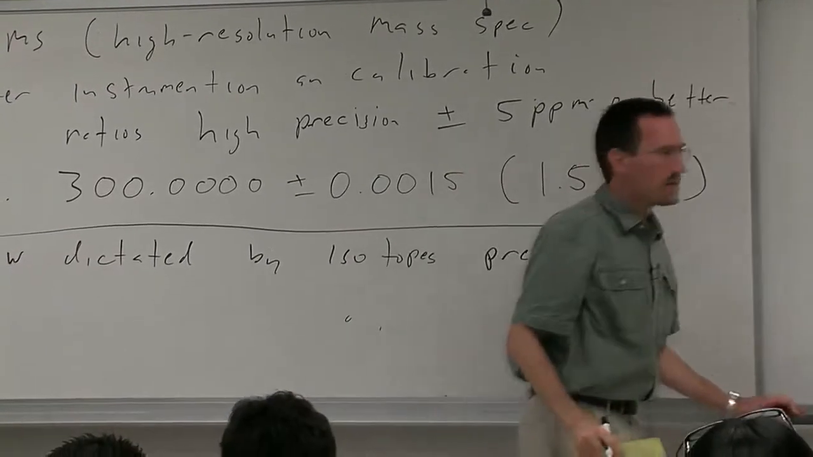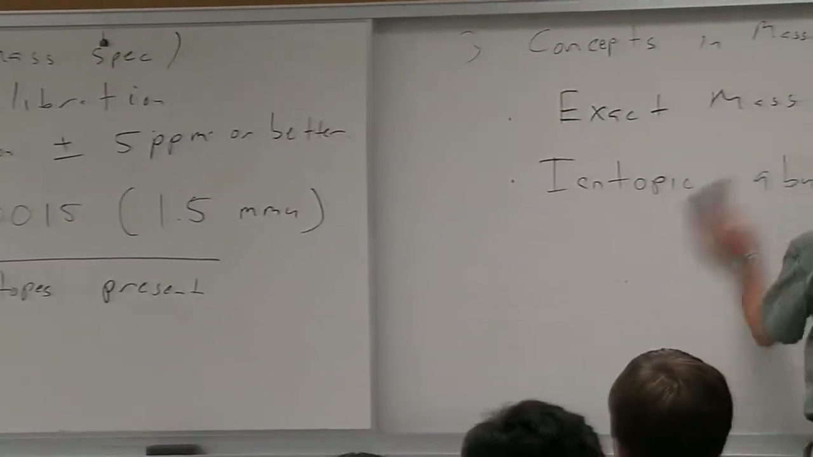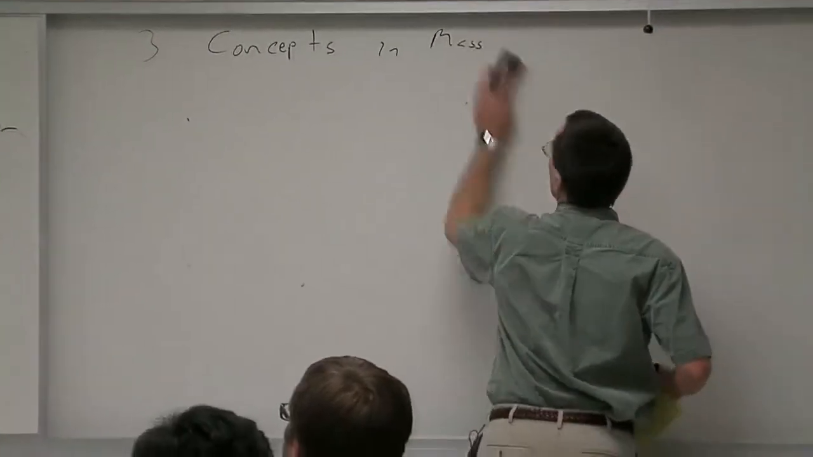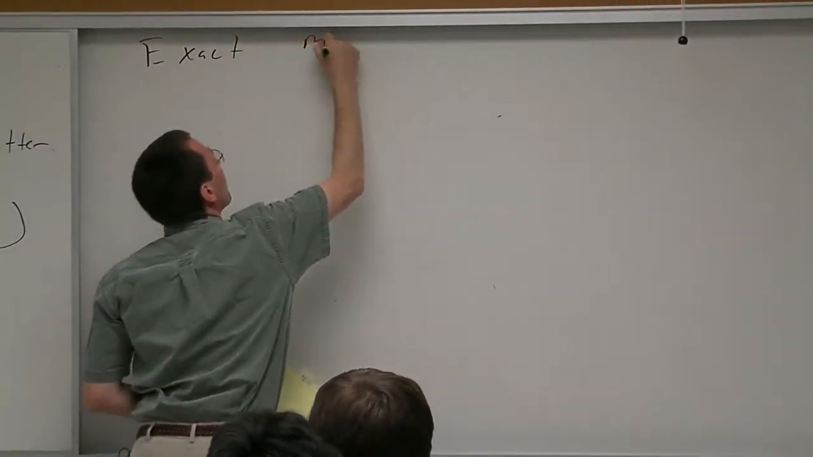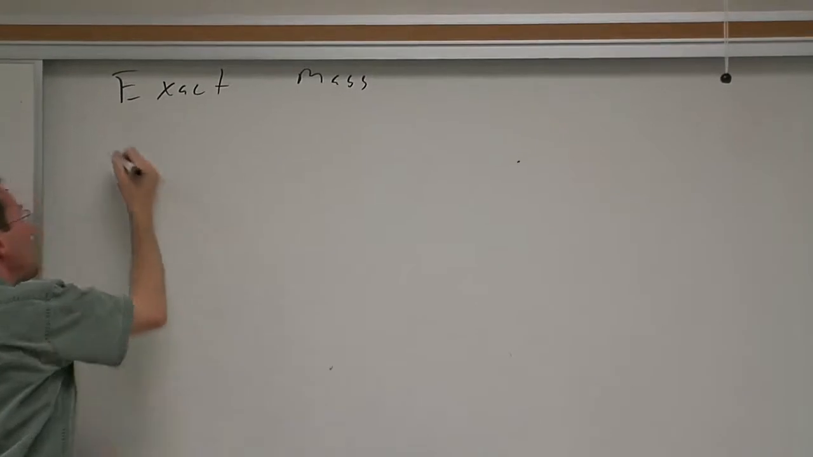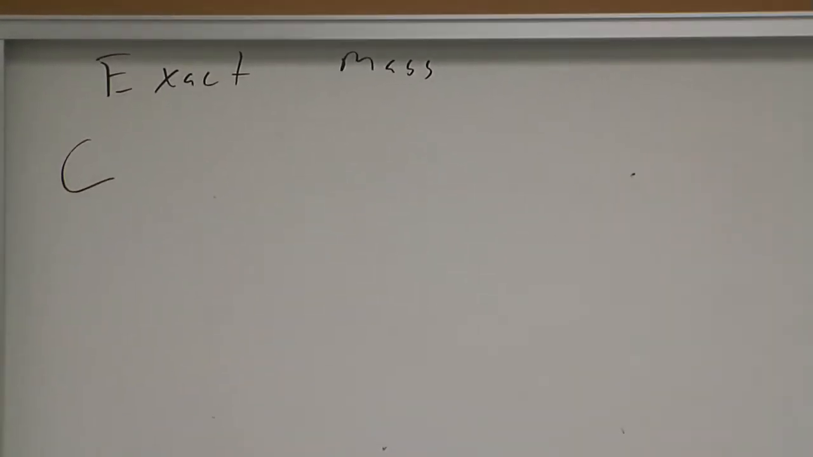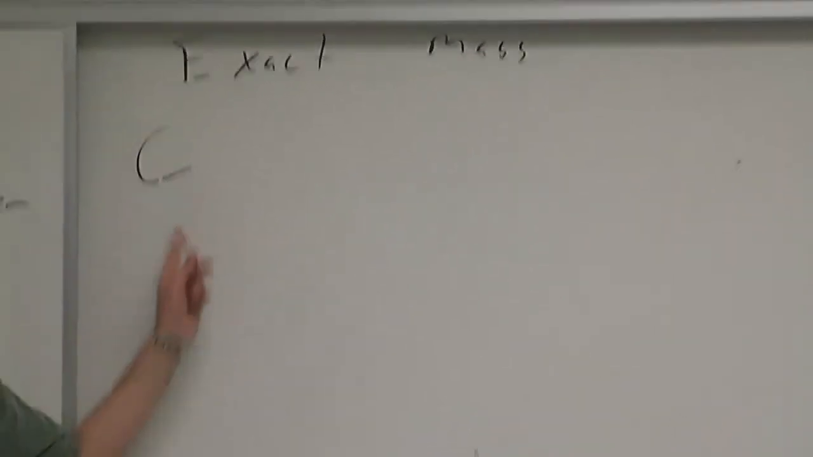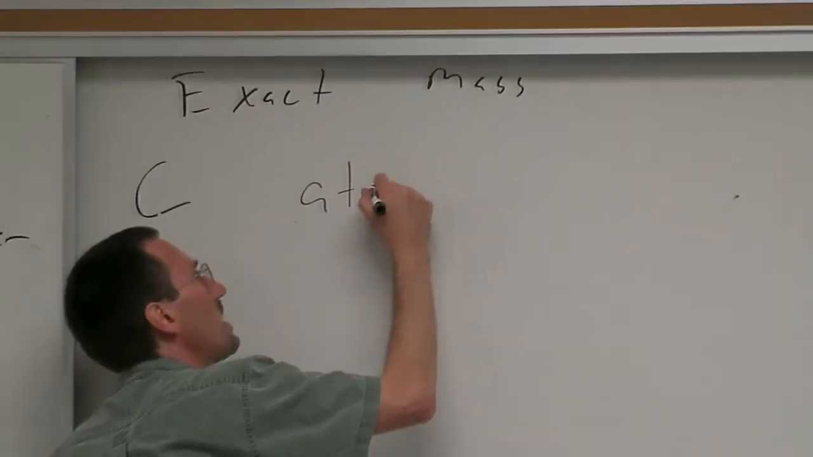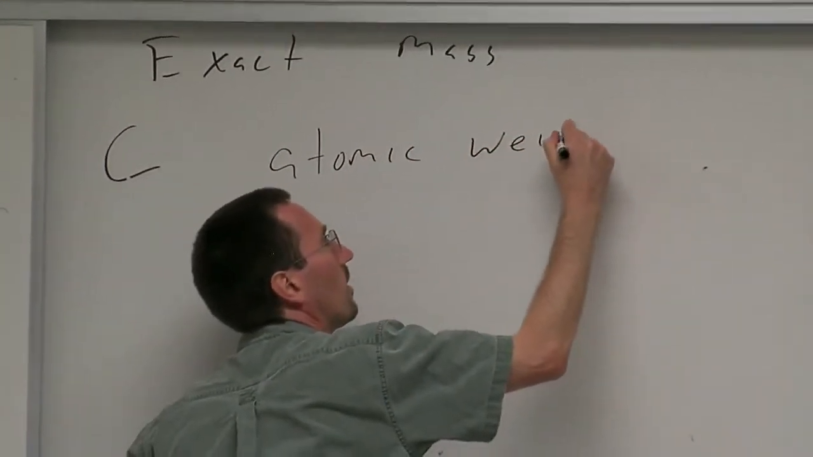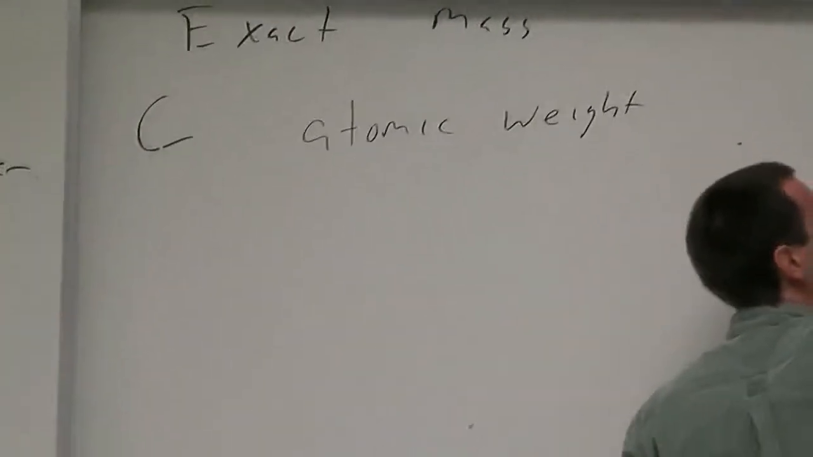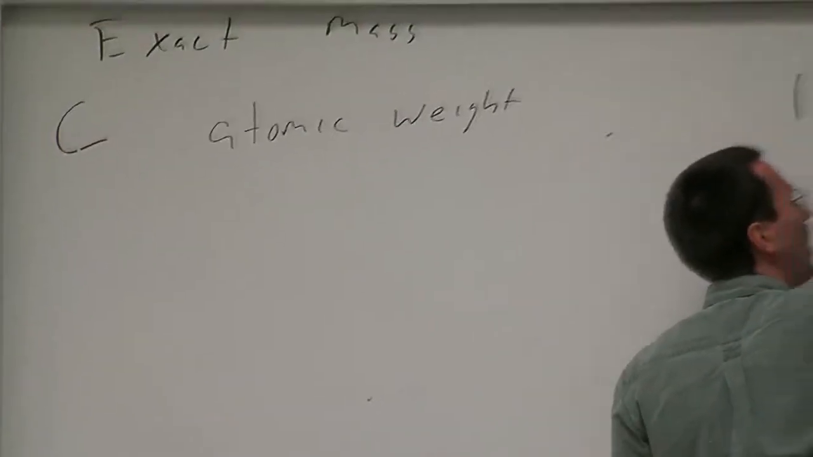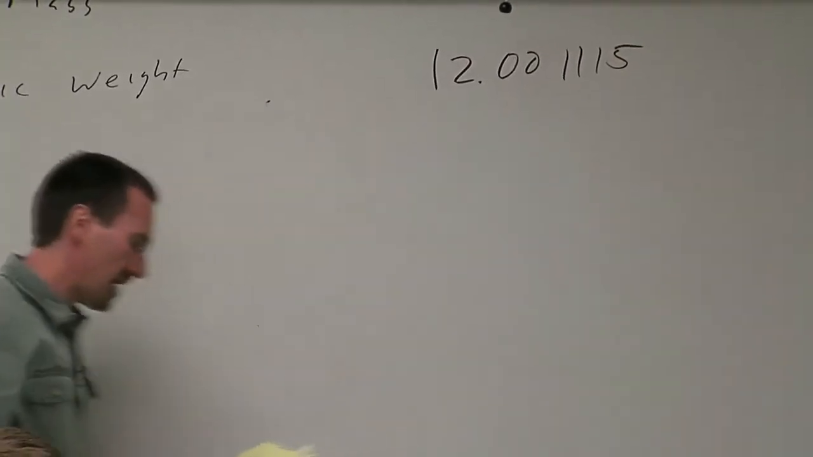So let's take a moment to talk about isotopes and their masses. If I look at our periodic table over there, and I look at carbon under atomic weight, I'll see that the atomic weight is 12.01115, depending on how many digits.